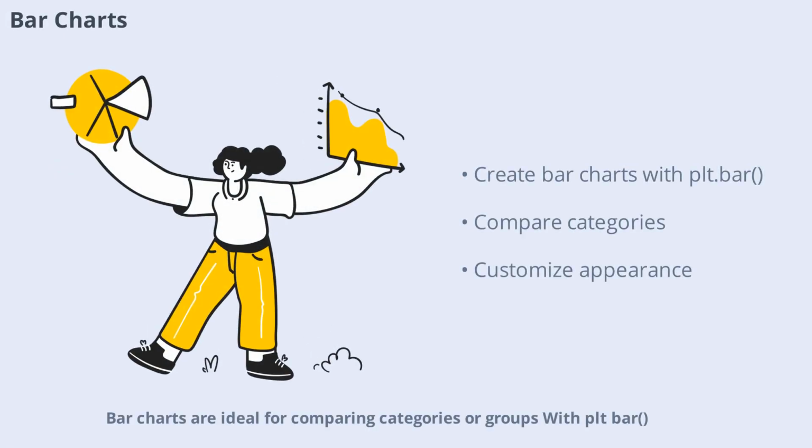Bar charts are ideal for comparing categories or groups. With plt.bar, you can create vertical or horizontal bars to represent values.